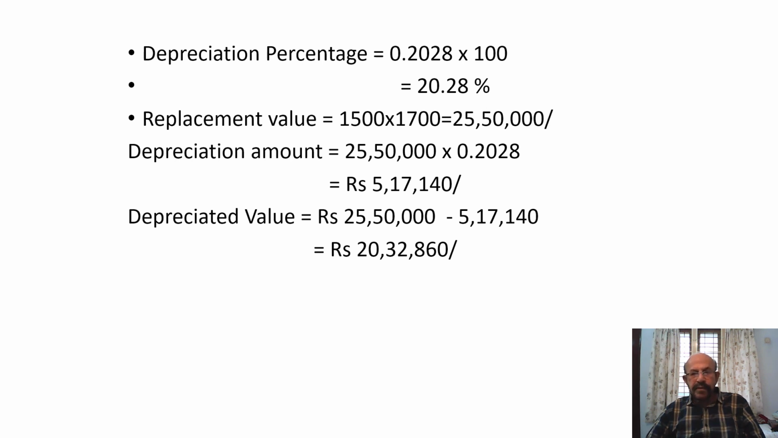So depreciated value is equal to 25,50,000 minus 5,17,140, which is equal to 20,32,860.